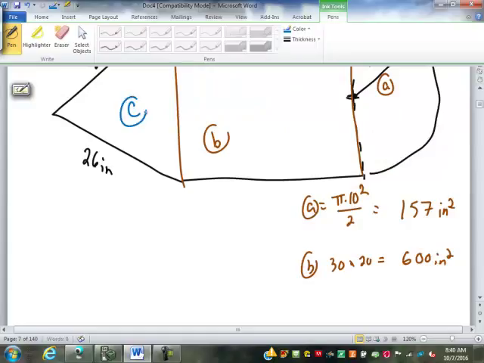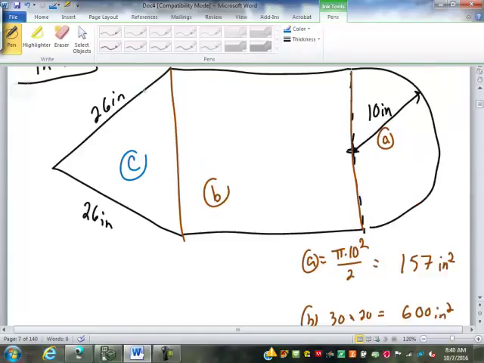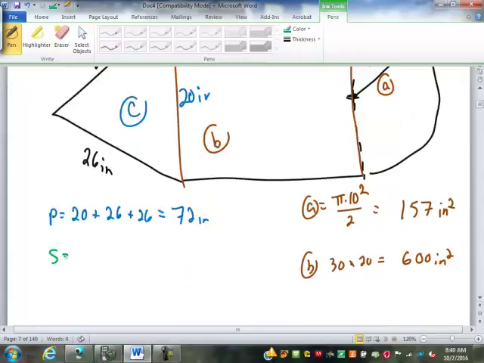C over here is going to be a little bit more work. This side is 20, right? So we're going to have a perimeter of 20 plus 26 plus 26, otherwise known as 72. We're going to have a semi-perimeter of 72 over 2, otherwise known as 36.